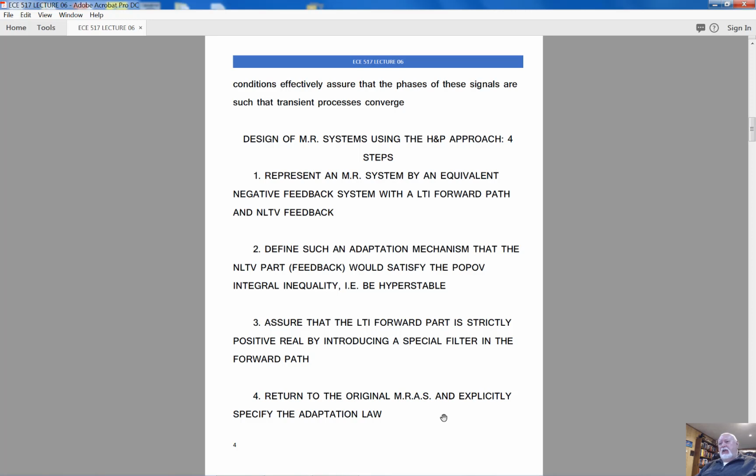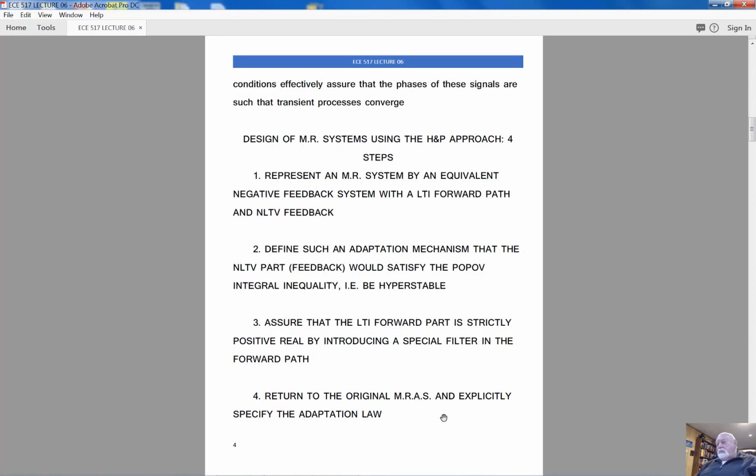Step number 2: we have to come up with an adaptation mechanism that would make the nonlinear time-varying part, or the feedback, satisfy the Popov integral inequality, or be hyperstable. The adaptation mechanism will be incorporated into the nonlinear time-varying feedback. If we properly define this adaptation mechanism, then this feedback will be hyperstable.